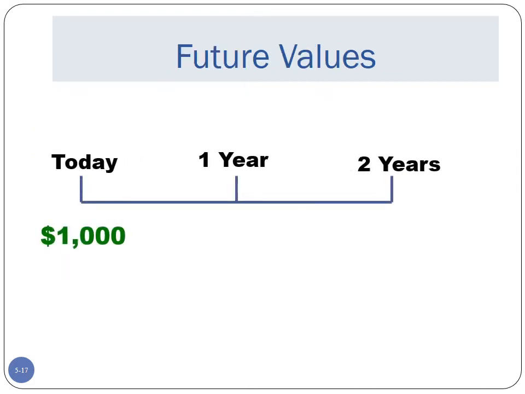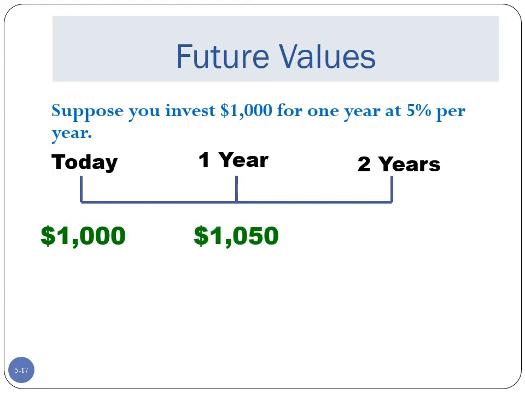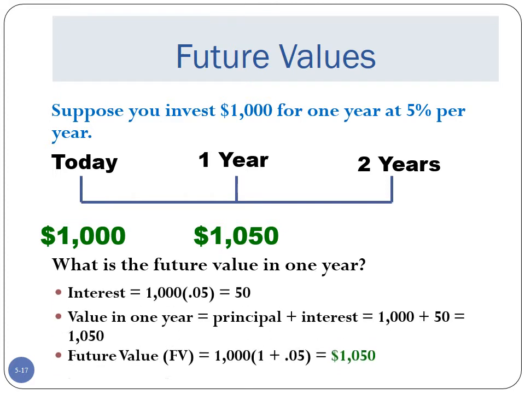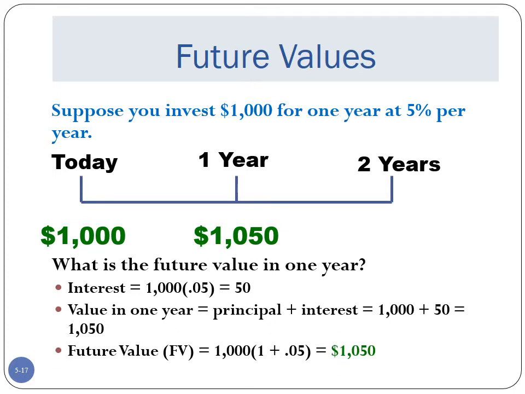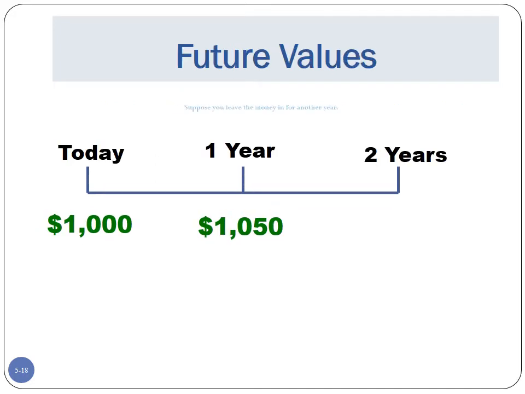Future values are similar to present values. What is the future value of $1,000 in 1 year? At 5%, it would be $1,050 if we invested it for 1 year at 5% per year. And we can figure it out using this. 1,000 times 0.05 is 50. So the value in 1 year is the principal plus interest. So the future value is $1,050.